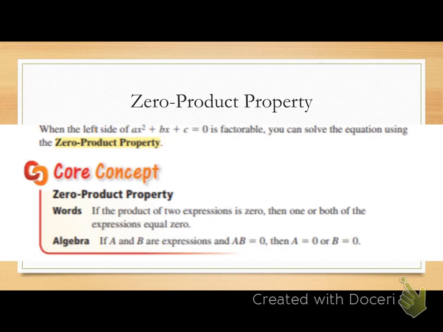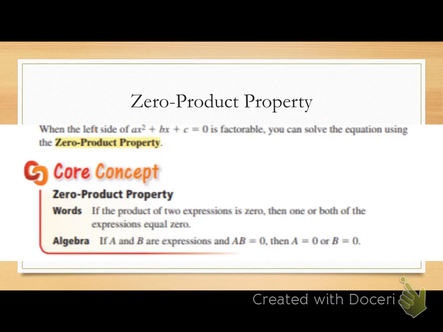So we've talked about the zero product property before. Here's what it is specifically. If the product of two expressions is 0, then one or both of the expressions must equal 0, right? So if I have this times this equaling 0, I know one or both of them must be 0, for it to equal 0.